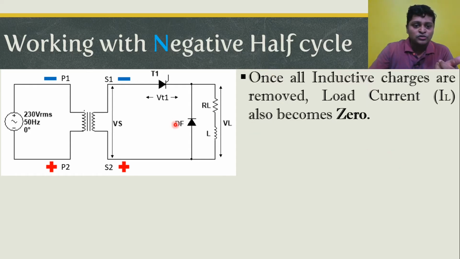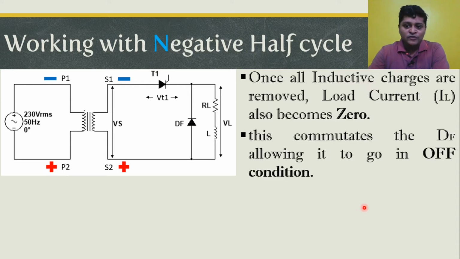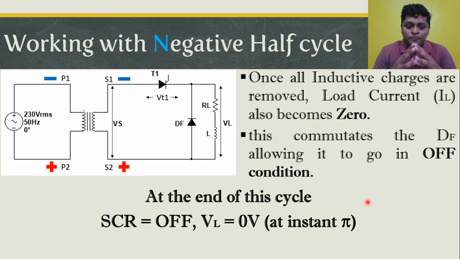As soon as the current flowing through the freewheeling diode decreases and becomes zero, it forces the freewheeling diode to go into the off condition. So at the end of this cycle, the SCR goes into the off condition at the instant pi, naturally. Because of that, it disconnects the supply from the load. So no negative voltage will get developed across the load due to the supply, obviously.